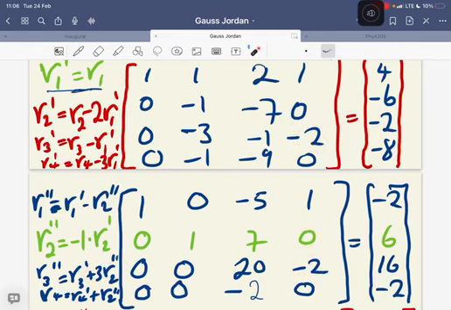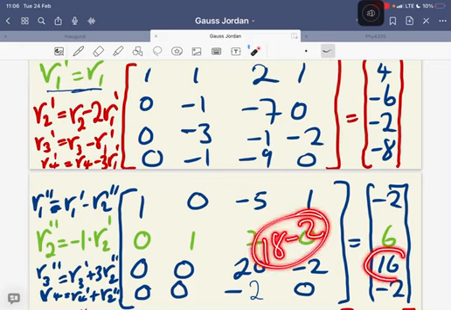Then finally minus 2 plus 3 times our 6 here. So minus 2 plus 3 times 6. So 3 times 6 is 18. 18 minus 2, 16. So that gives us what we have here, 16.